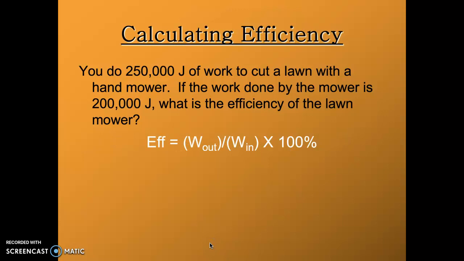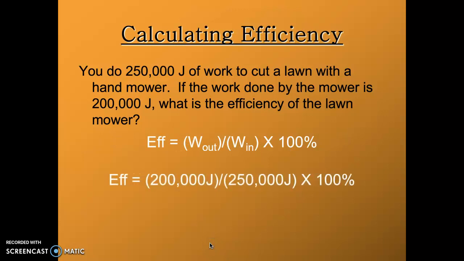Again, work out divided by work in, multiplied by 100. So we take the 200,000 joules. Your work out will always be less than your work in. That might help you in remembering where your numbers are going to go. And divide that.